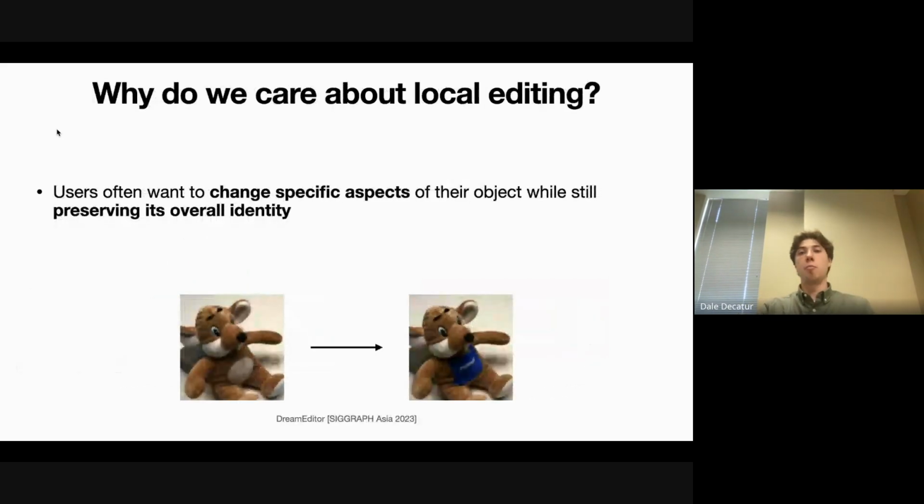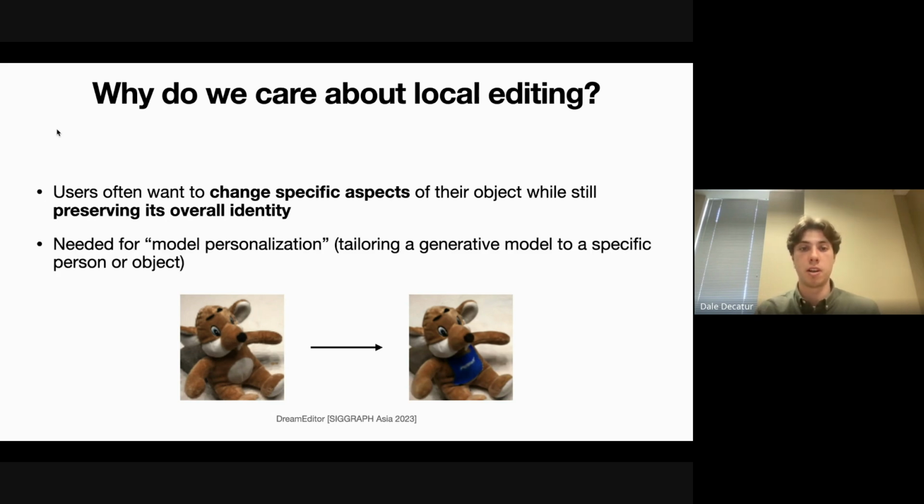So why is that important? Why do we care about local editing? Well, oftentimes users will want to change very specific aspects of their object while preserving its overall identity. This can be important for things like model personalization, which is becoming more and more popular, where you tailor some generative model to a specific person or object. But that's just one example. A lot of times you have this preference to not lose the overall identity. What we mean by that is, if we have some edit that we want to make, we don't want to change things outside that edit, because then we might lose the components that make that object the object to start with.